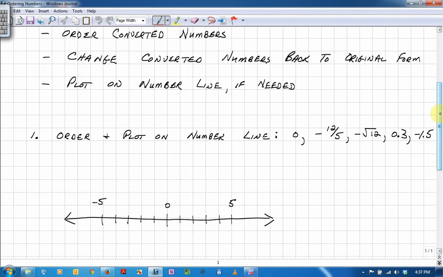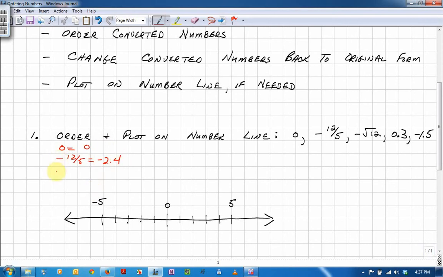So let's take a look at this. Here's a problem, and we're going to convert each of these numbers to decimals. I'm going to start with the number 0. So 0 is equal to 0. The next number is negative 12 fifths. So I'll plug negative 12 fifths into my calculator, and I get negative 2.4.